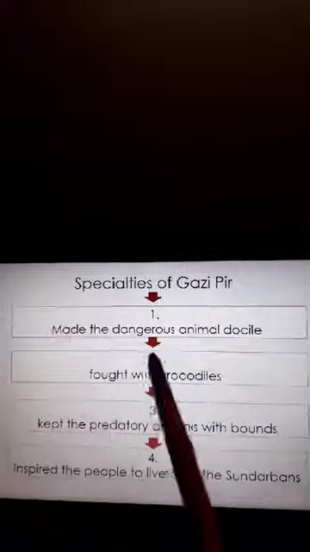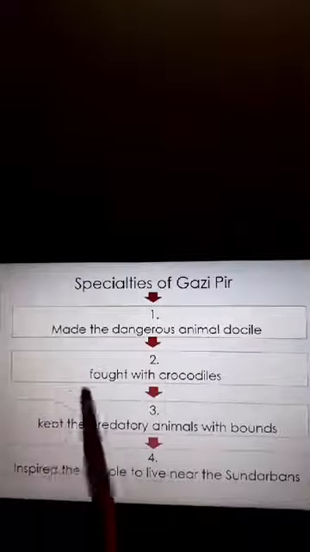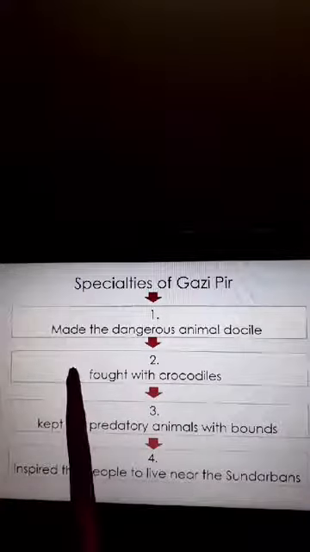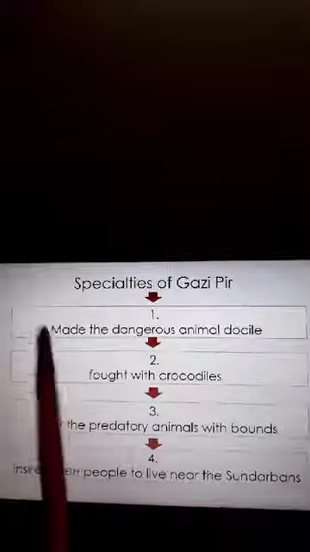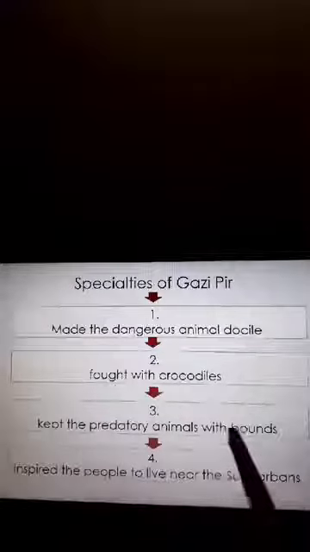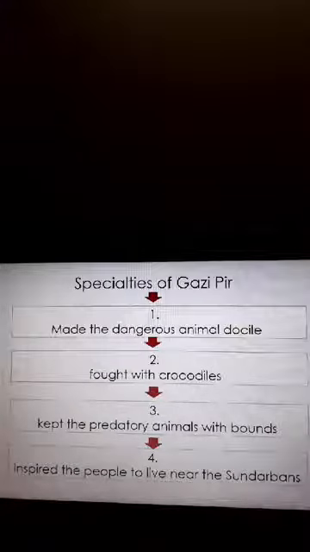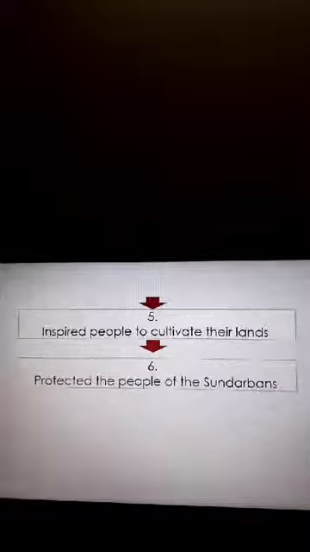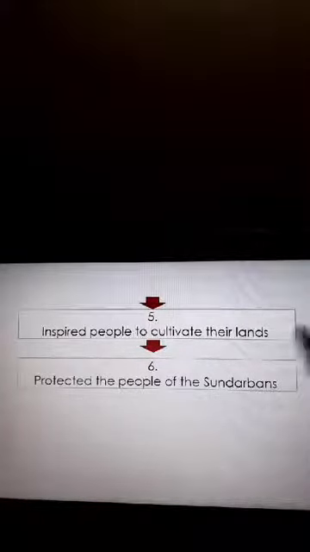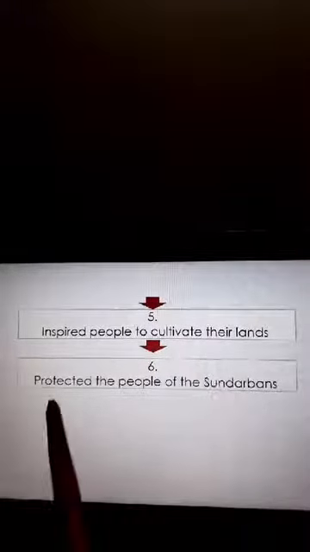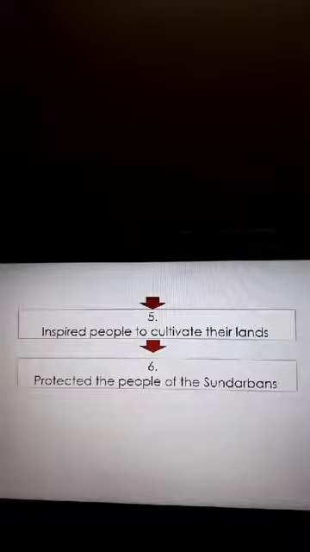Made the dangerous animal docile. Fought with crocodiles. You can easily see that I have omitted the verb. Kept the predatory animals within bounds. Inspired the people to live near the Sundarbans. Inspired people to cultivate their lands, and also protected people of the Sundarbans. So these are the 6 points. In fact, you have to write down 5 points as the first one is given for you. We have to write, in fact, 6 points.